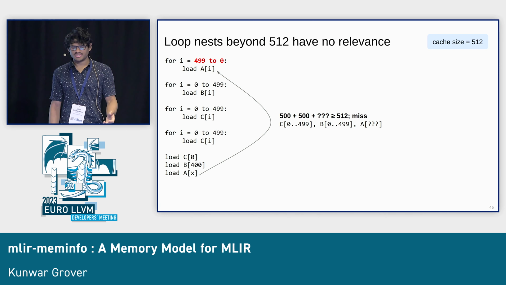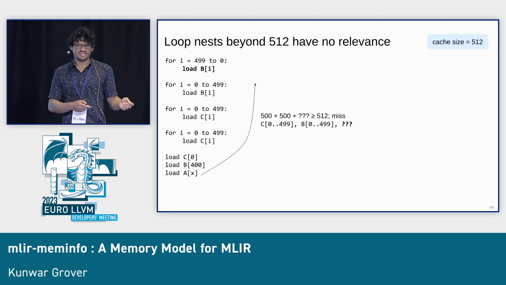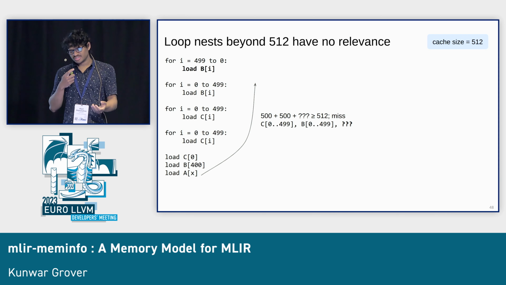So we can change it to B. Maybe it doesn't even access A. It's still a miss. Now it's a different kind of miss, which is a miss because it's the first access. But either way, if you cross this threshold of 512, you know it's going to be a miss. It doesn't even matter, we don't even have to look at that loop. So that's really one of the core optimizations we have, which is that you don't have to look beyond a certain point.